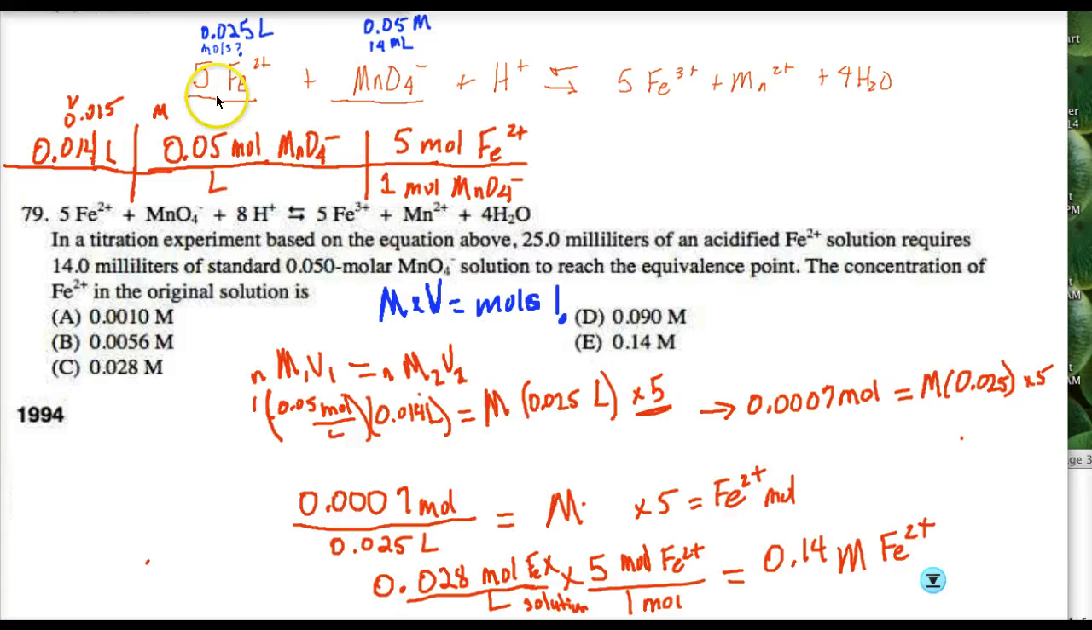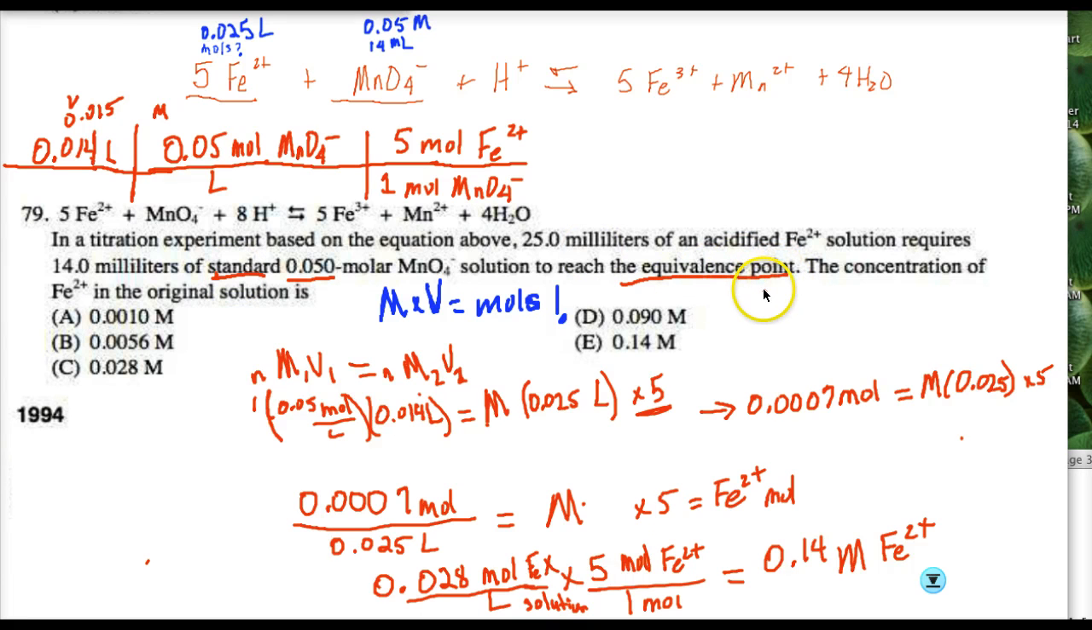Okay, so I started writing this out to try to get a little ahead and make this go a little faster. But this is problem 79. It says, in a titration experiment based on the equation above, 25 milliliters of acidified iron 2 solution requires 14 milliliters of a standard permanganate solution to reach the equivalence point. That means you know what this is. Standard solutions with 0 molar.